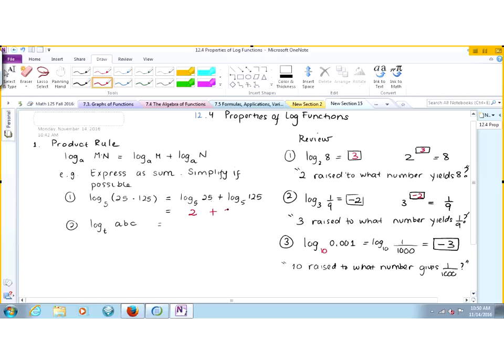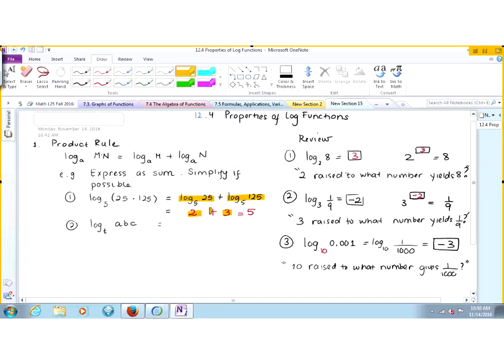5 raised to what number gives me 125? 3. So are we okay? So 2 plus 3 is 5. Yes. Okay, good.